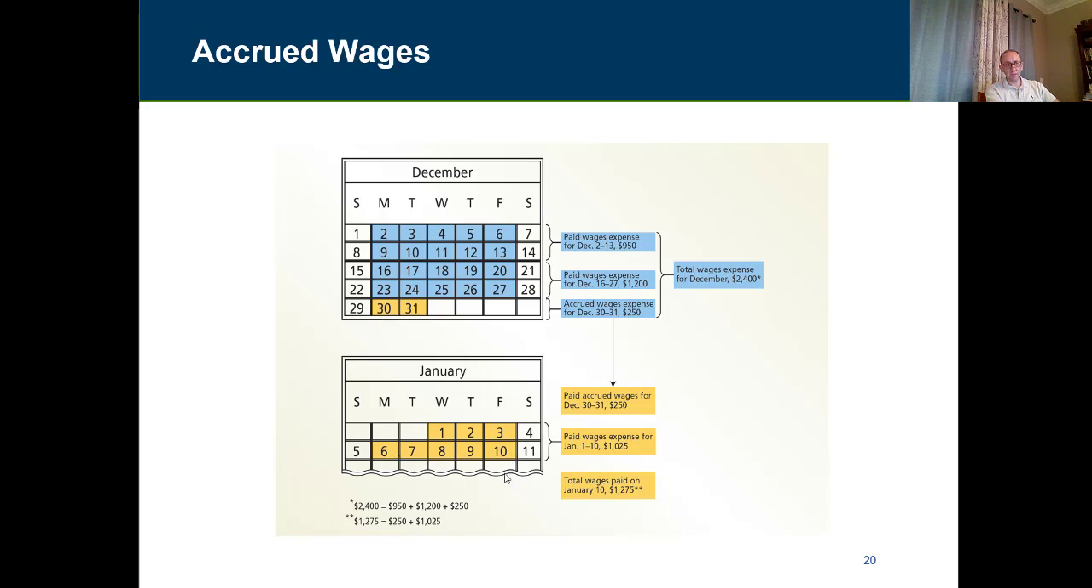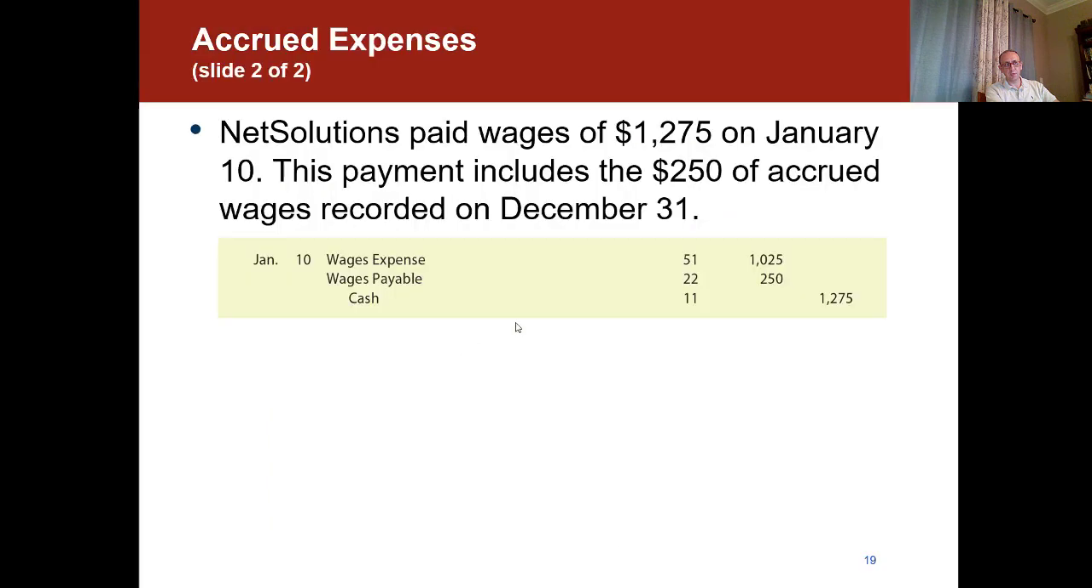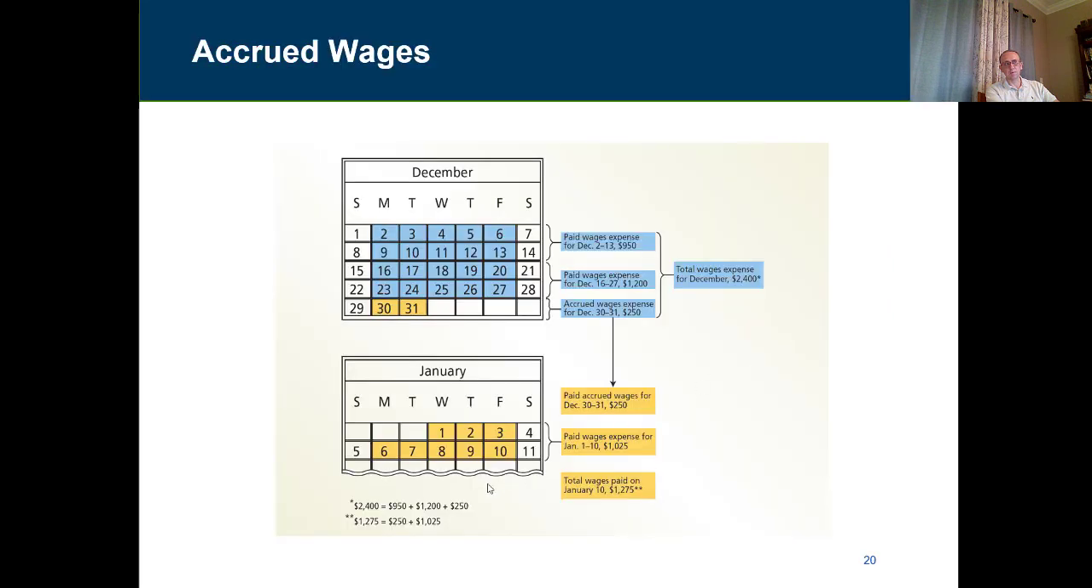But actually what's related to the month of January is only these 8 days, which are $1,025, and $250 are for these 2 days. And that's how we got this journal entry where we debited wages expense for $1,025, and these are for the 8 working days of January. And then the wages payable, which are the liabilities that we owed towards our employees for the last 2 days of December. And then the full payment was for the 10 days. And that's how it looks.